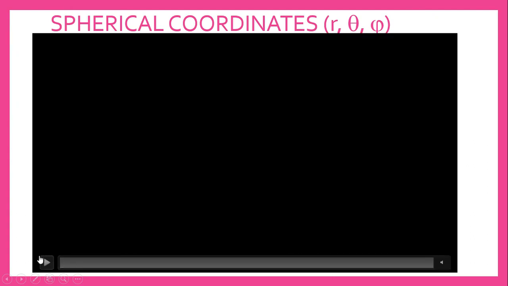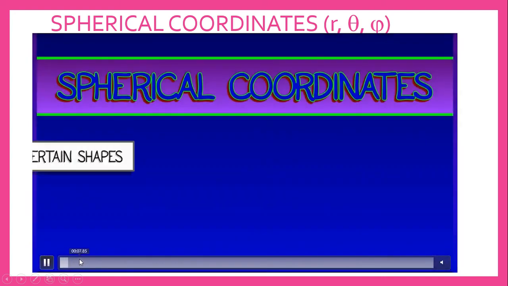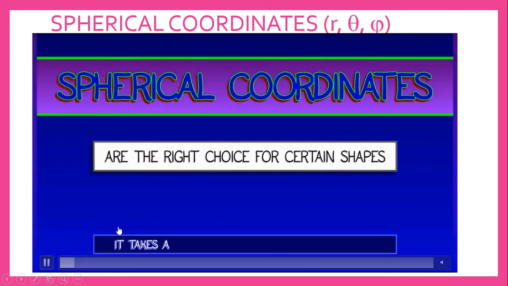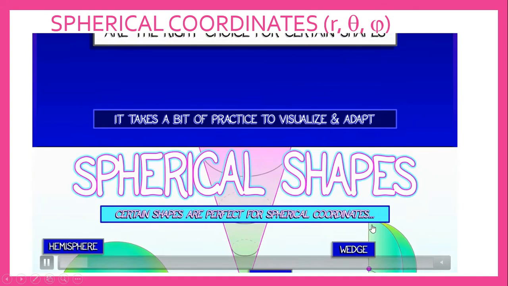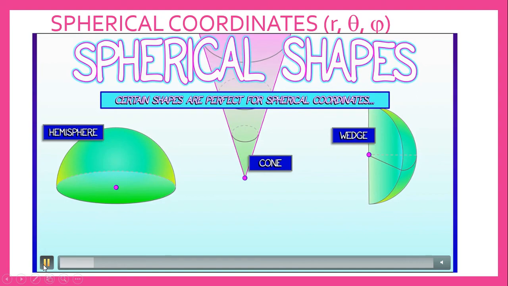So for better understanding, let us see a 3D animation of the spherical coordinates. The spherical system takes a bit of practice to visualize and adapt, and it consists of three main shapes. One is a hemisphere, another one is a cone, and the other one is a vector. Here you can see for this cone you can have a definite radius. And for this angle, it varies from 0 to pi. And for this hemisphere, the center angle varies from 0 to 2 pi.